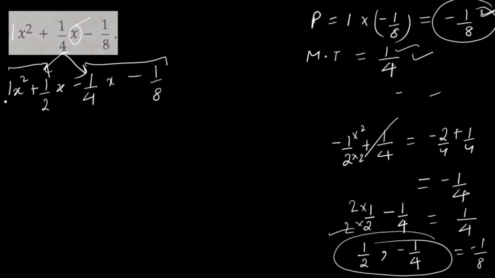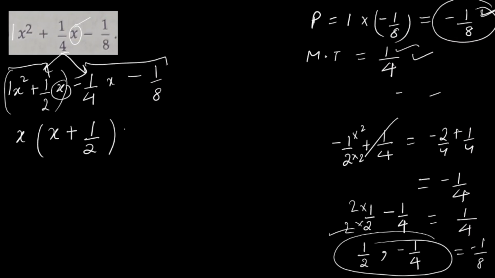Now if the first two is a group, what is common here? x is common, so the remaining things as it is I can write. x square is x into x. So 1x I have written out, so 1 is left behind. So x plus 1 by 2 as it is I can write, and this x we have already taken out. So x plus 1 by 2.